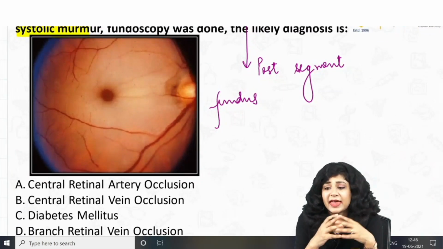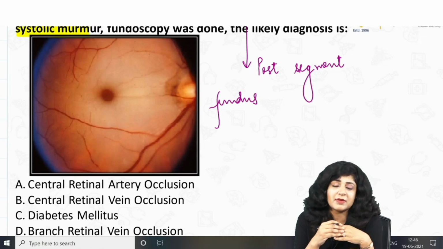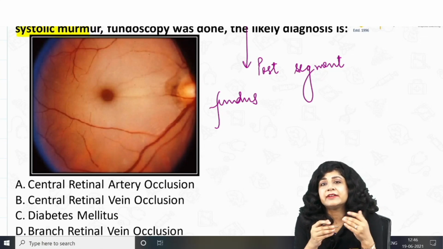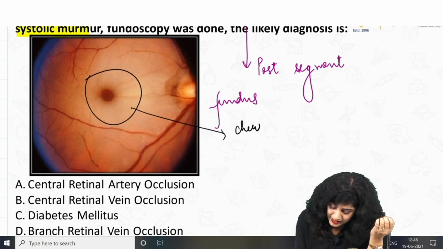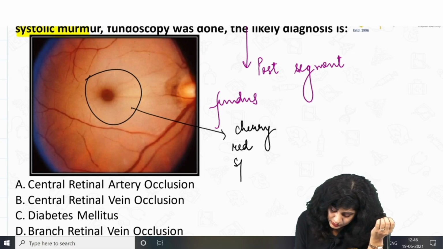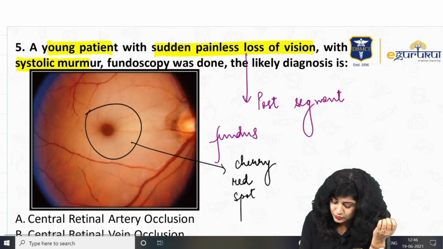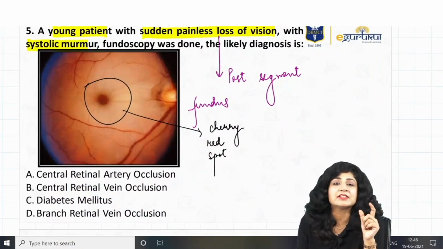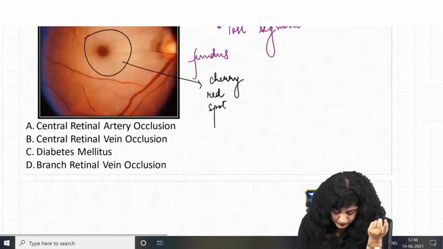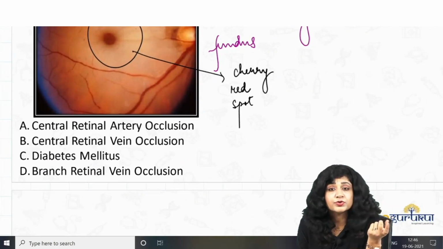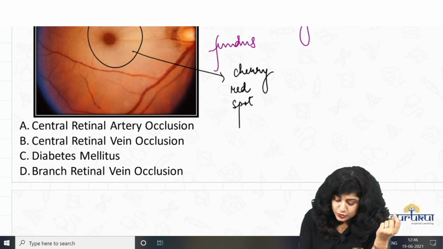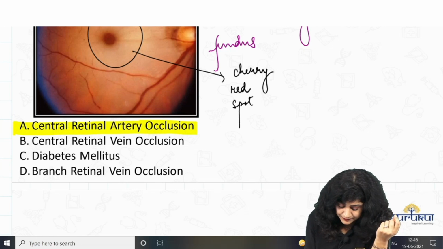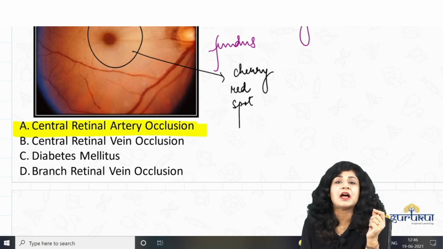I have revised the fundus images N times on every platform, and you know what this is. This is the typical cherry red spot, right? A young patient comes with sudden painless loss of vision, and there is a cherry red spot in the fundus. What is the most likely diagnosis? The options are central retinal arteriolar occlusion, central retinal venous occlusion, diabetes, and branch retinal venous occlusion. The most important condition where you get the cherry red spot is central retinal arteriolar occlusion.